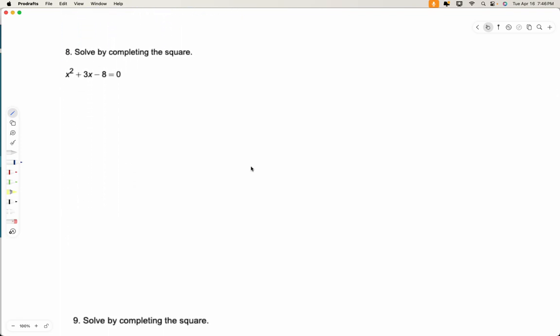I'm going to solve this one by completing the square. Same thing. We add 8 to both sides to get rid of it on this side. So we have x squared plus 3x, a space, equals 8. We take the middle term, divide it by 2, square it. That's 9 over 4. That's what we add.